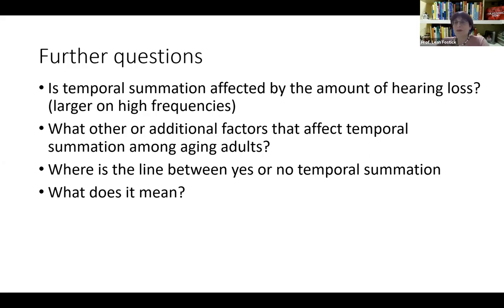So temporal summation reflects the ability to sum energy over time. Aging adults lose temporal summation in high frequency, but not in lower. Is it because the larger loss is on high frequencies? So it's related to the hearing loss, and the bigger the hearing loss, the more you lose the temporal summation.